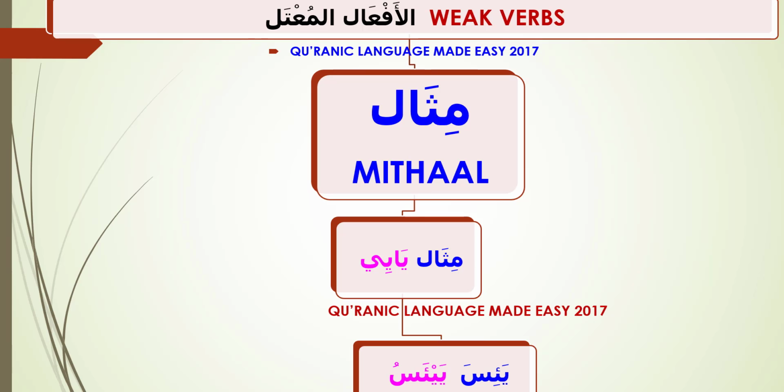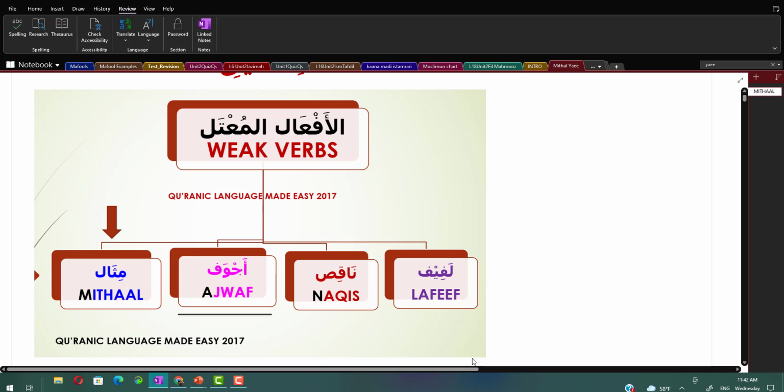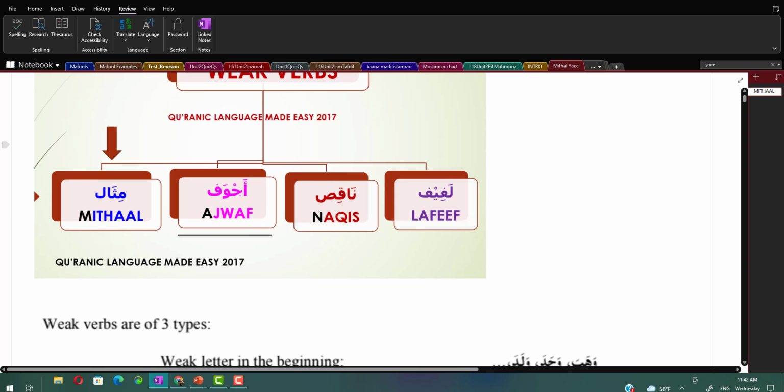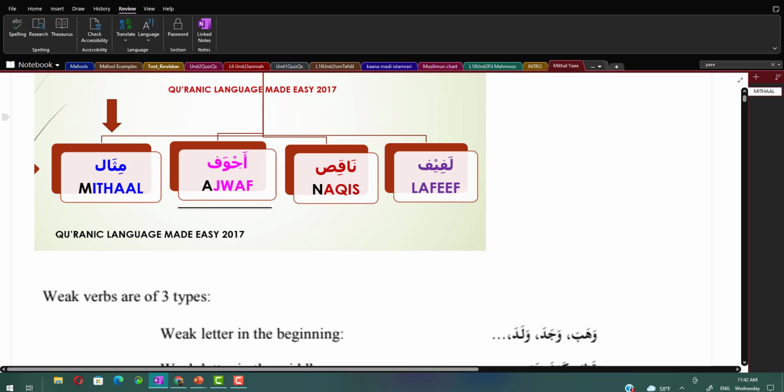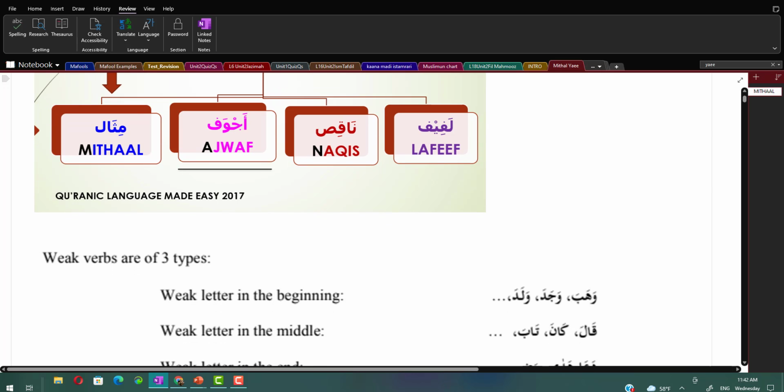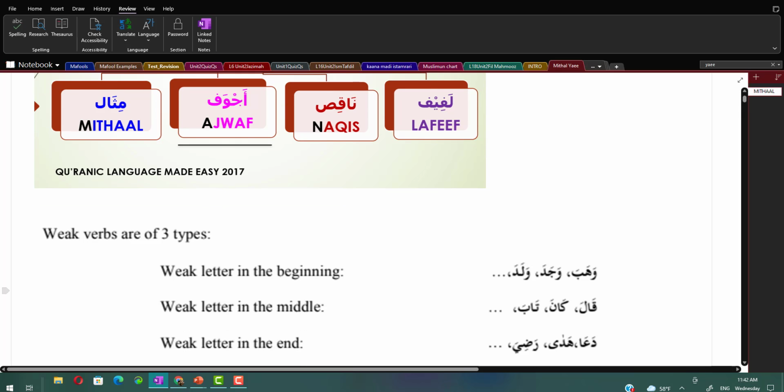In today's video, we are going to learn about the second type of mithal, that is mithal yaee, yaisa, yayasu. As you know that the weak verbs, al-af'al al-mu'tal, there are different types: mithal, ajwaf, naqis and lafif, depending on where the weak letters occur. If the weak letter occurs in the beginning, it's called mithal, and if the weak letter occurs in the middle, it's called ajwaf, and if it occurs in the end, it's called naqis.